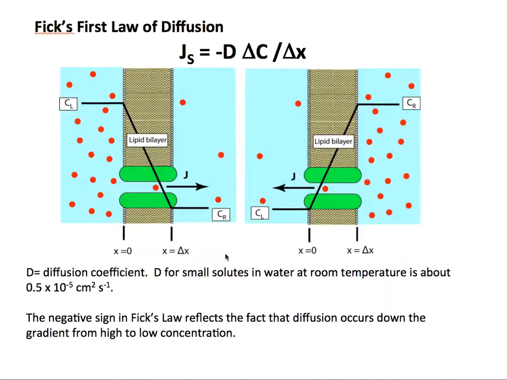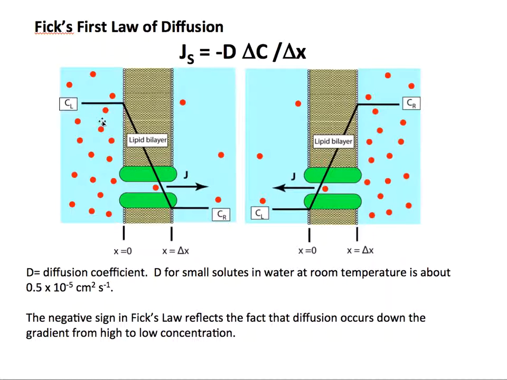Fick's first law of diffusion. I highly also suggest that you remember the names of these laws. So Fick's first law of diffusion tells you that the solute's flux is equal to negative D times delta C over delta X. D is your diffusion coefficient, and delta C is your concentration difference, and delta X is the lipid bilayer thickness. So if you look, this delta X is equal to 0 right here, and delta X is that thickness, right?